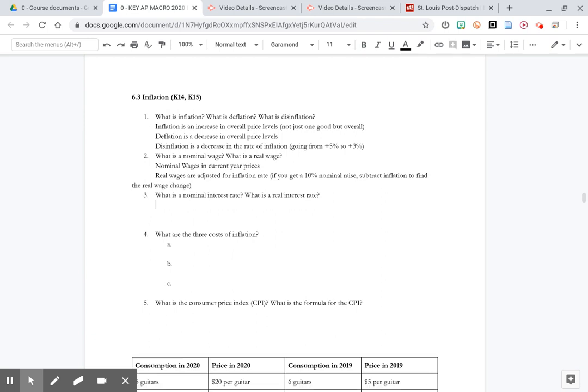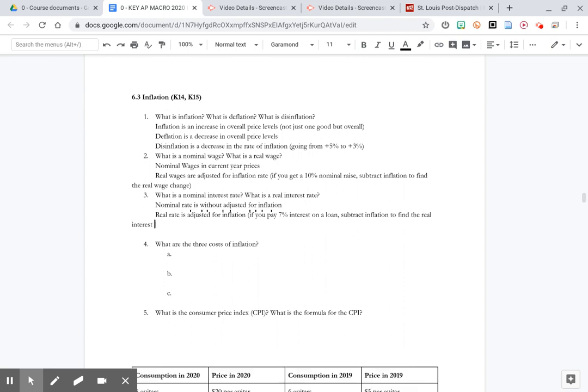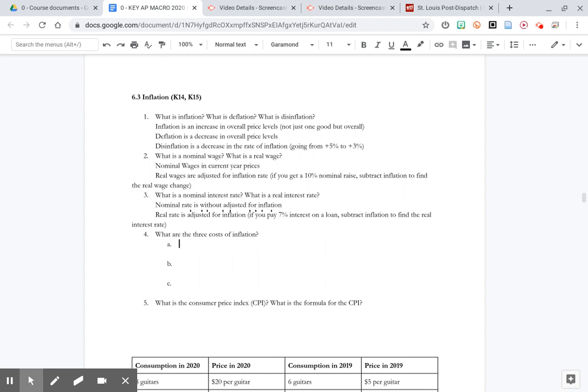What's the nominal interest rate? Same idea here. The nominal rate is not adjusted for inflation, and the real rate is adjusted for inflation. Let's say you pay 7% interest on a loan. Subtract inflation to find the real interest rate. That's how we think about it.